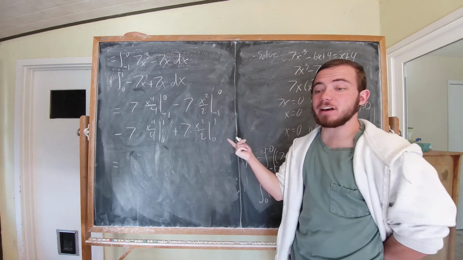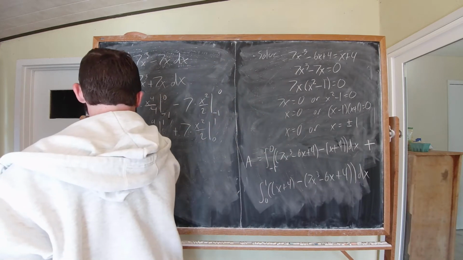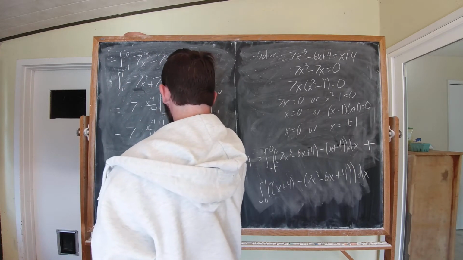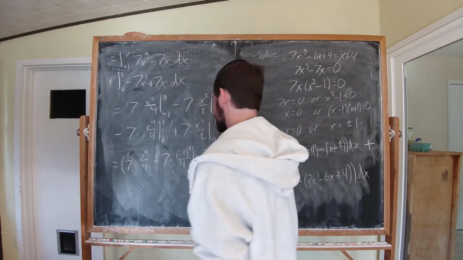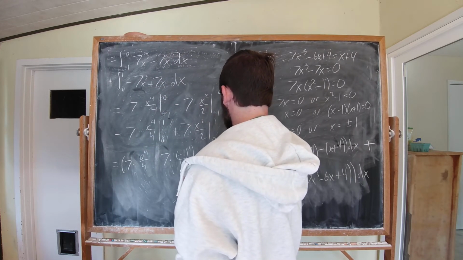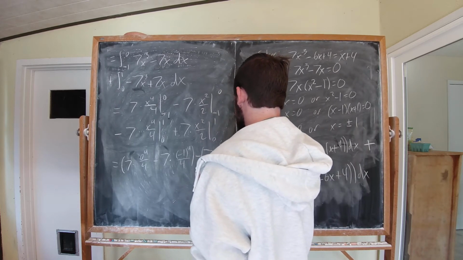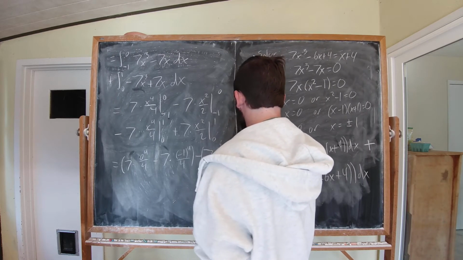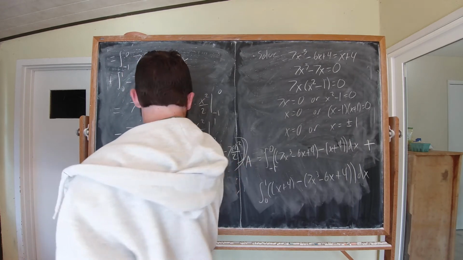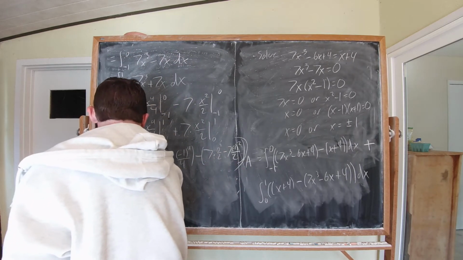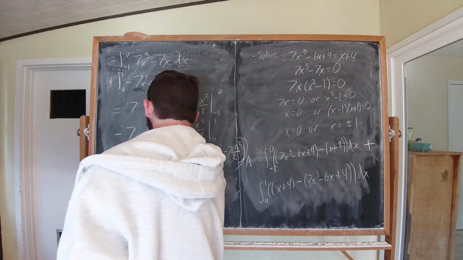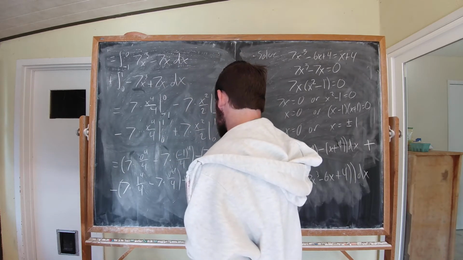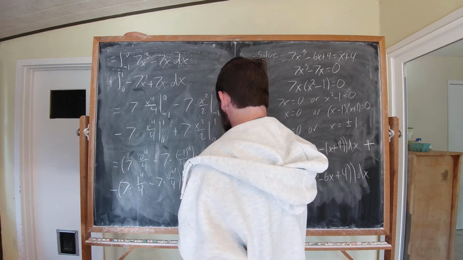Okay, let's evaluate those integrals. This is 7 times 0 to the 4th over 4 minus 7 times negative 1 to the 4th over 4, minus 7 times 0 squared over 2 minus 7 times negative 1 squared over 2, minus 7 times 1 to the 4th over 4 minus 7 times 0 to the 4th over 4, plus 7 times 1 squared over 2 minus 7 times 0 squared over 2.